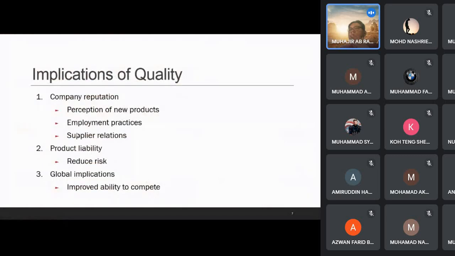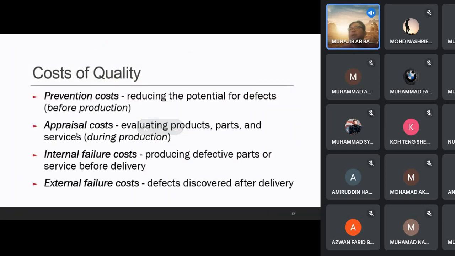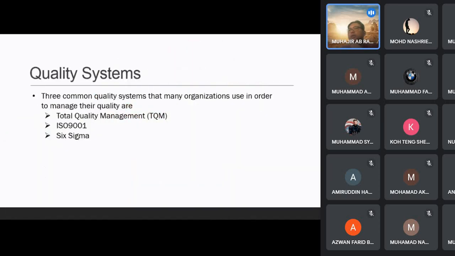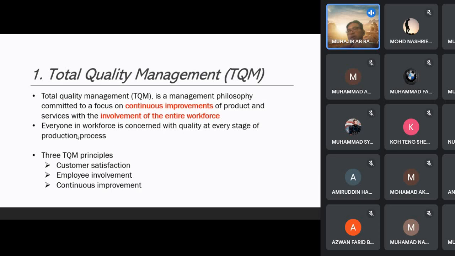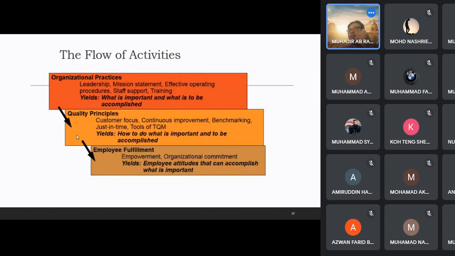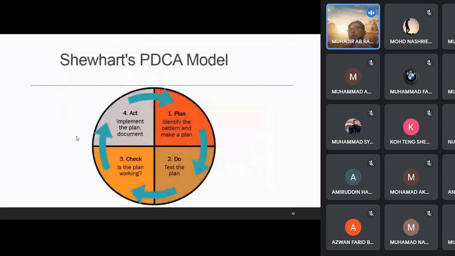Different views, and then we go back to the impact of why we need to have a good quality product, quality management. The difference between quality control and quality assurance. And then about the cost of quality, you have four types. And then the common quality systems used in a company: TQM, ISO 9001, and Six Sigma. And lastly, the leaders in quality theory, and also continuous improvement.